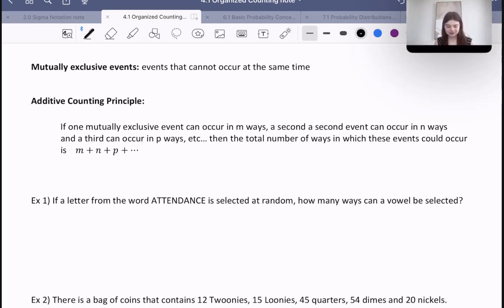So there's another example for those who have taken advanced functions, which I'm sure most of you have. So that's good. Okay, so let's talk about the additive principle. It says if one mutually exclusive event can occur in m ways, a second event can occur in n ways, and a third can occur in p ways, then the total number of ways in which these events could occur is m plus n plus p, etc. Which makes sense, right? We're just totaling up the number of ways that the events can happen.